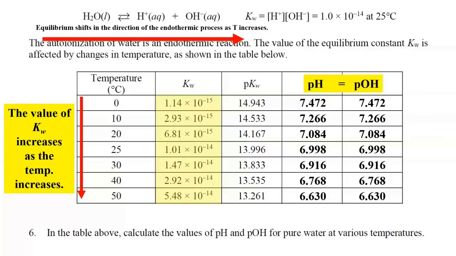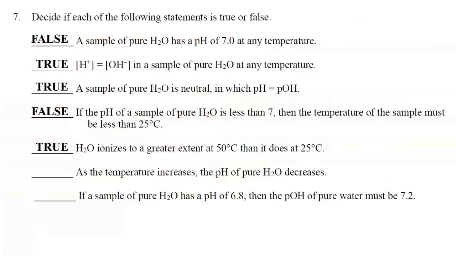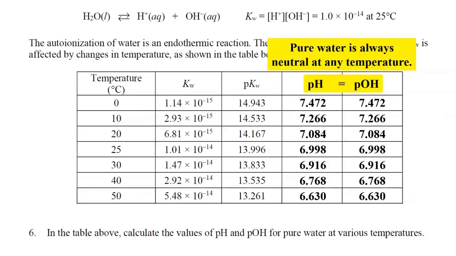So that means that the ionization of water takes place to a greater extent at a higher temperature. So that is true. Water does ionize to a greater extent at 50 degrees Celsius than it does at 25 degrees Celsius. The next statement says, as the temperature increases, the pH of pure water decreases.